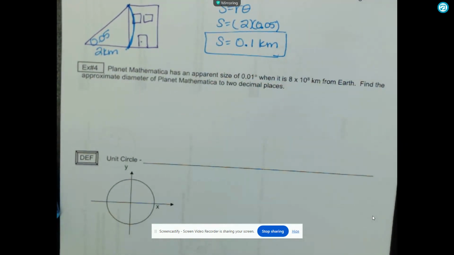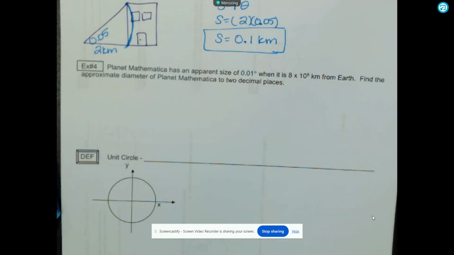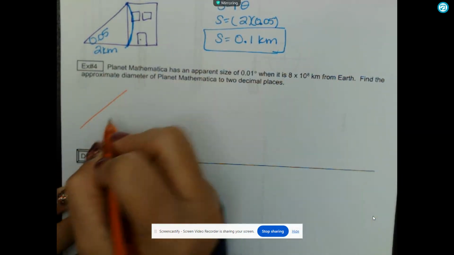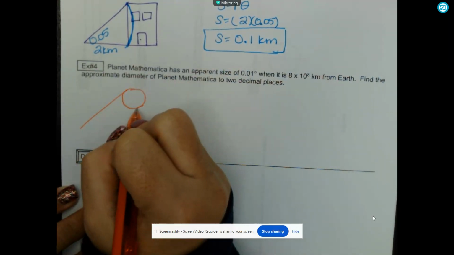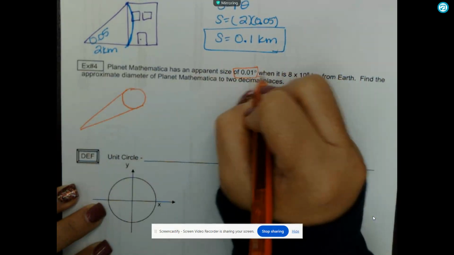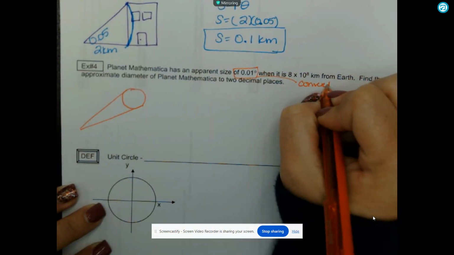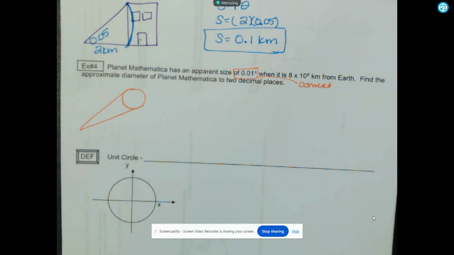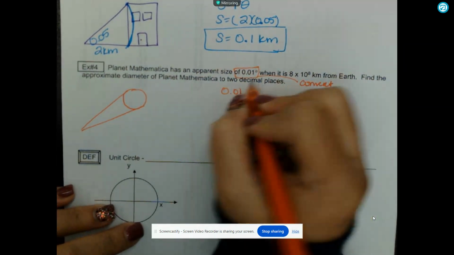All right. Example number 4, planet Mathematica, has an apparent size of 0.01 degrees. Again, we're going to draw that out. Oh, no. What's wrong with it? It's in degrees. Warning: we've got to convert. Now, when we convert, we're going to leave that number on our calculator screen. I'm going to show you what happens if you don't. So we need to convert 0.01 to radians.